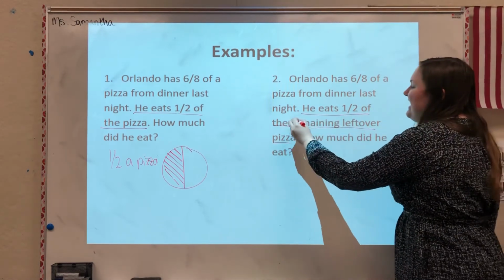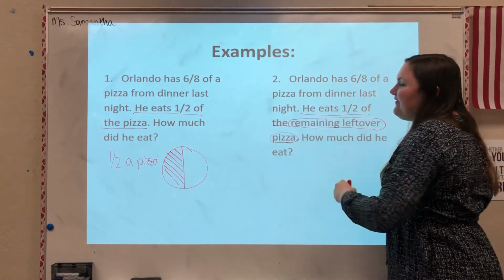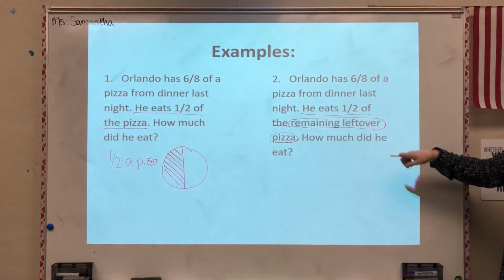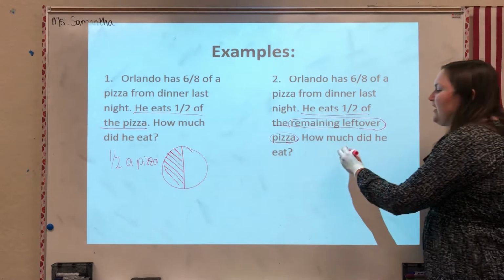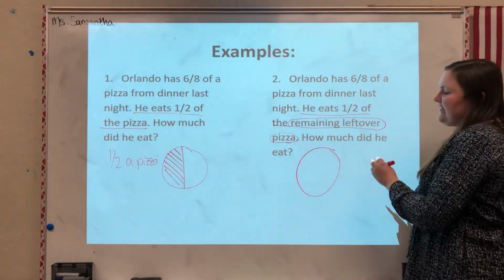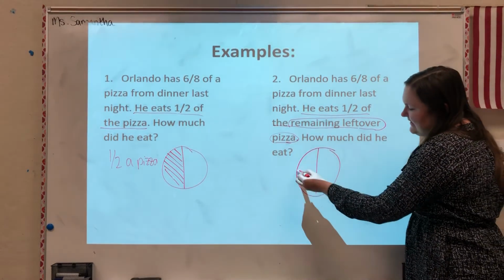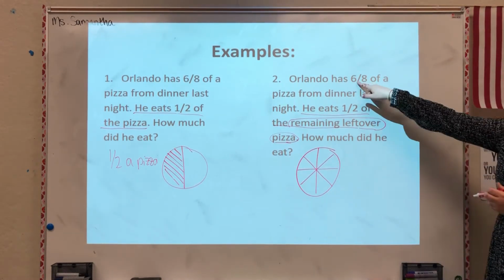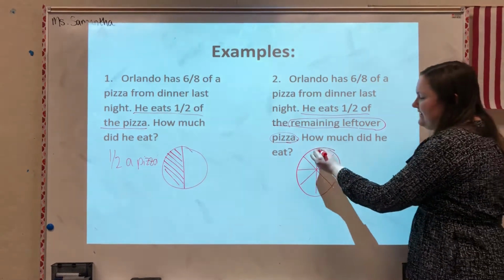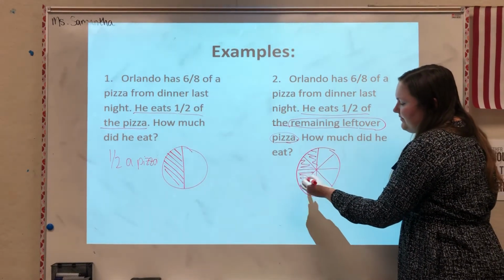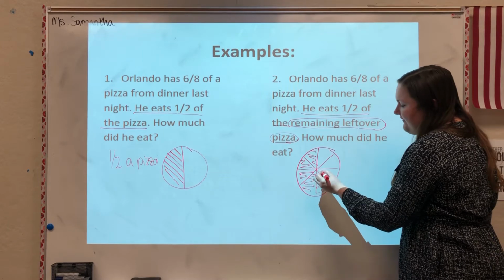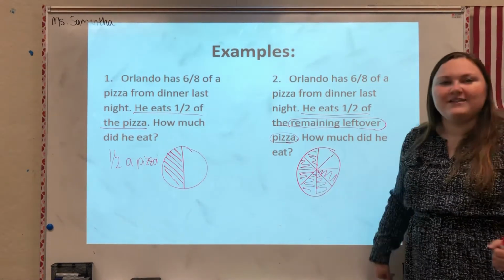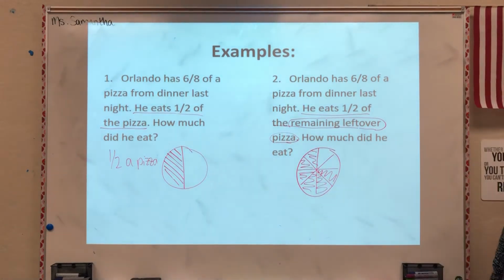The difference over here is it's telling us he ate half of the remaining leftover pizza. It's this idea of he's not eating half of a whole pizza, he's eating half of something. Here, it's telling us he's starting with 6/8 of a pizza. 6/8 means that pizza was split into 8 slices, and he has 6 of those 8 slices left over. So he's got 1, 2, 3, 4, 5, 6. So when Orlando opens his fridge, that red part, that's what he's looking at. That's the pizza in front of him.